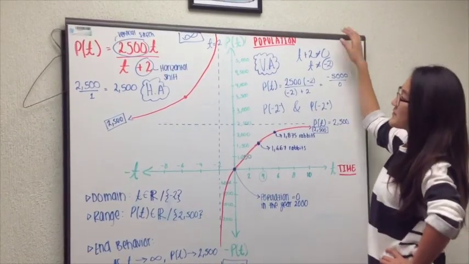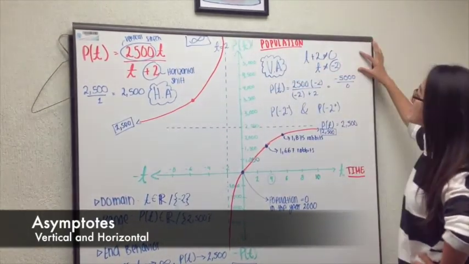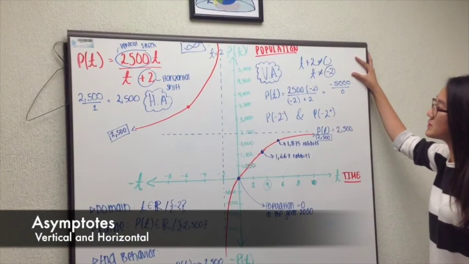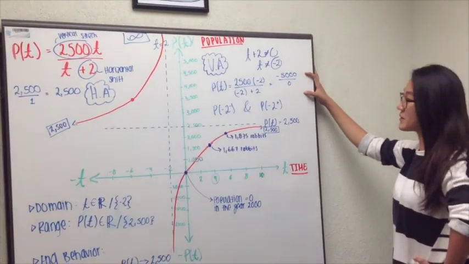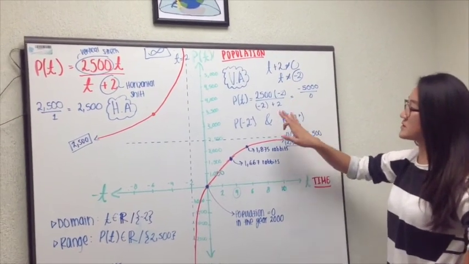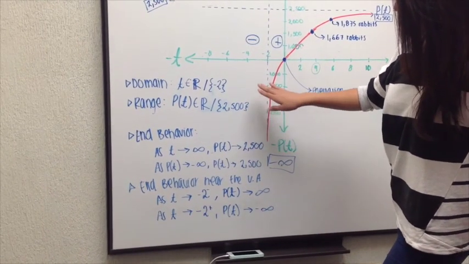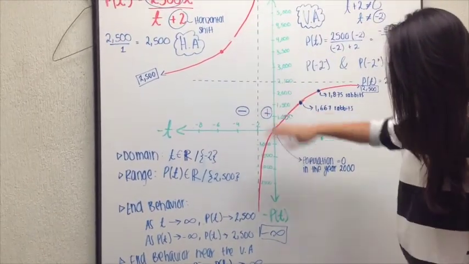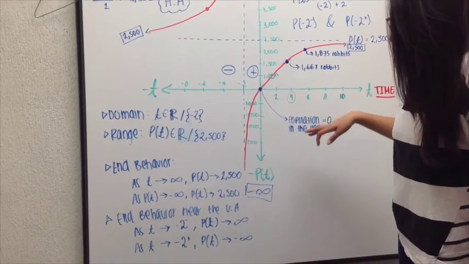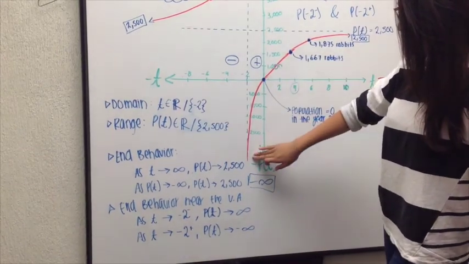The first thing we got was the vertical asymptote, and we got this from this formula. We got the restriction that t cannot equal negative 2, and we applied this number into this formula, and we got negative 5,000 over 0. And we applied negative 2 to the left and to the right, and we got the end behavior over here. So as t approaches negative 2 from the left, p(t) approaches positive infinity. And as t approaches negative 2 from the right, p(t) approaches negative infinity.